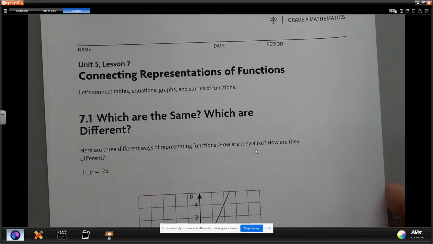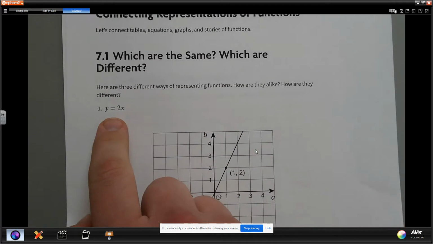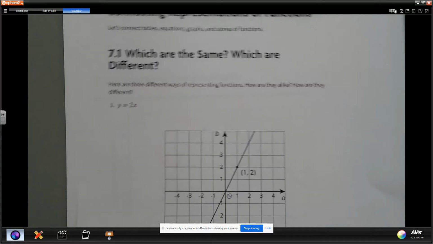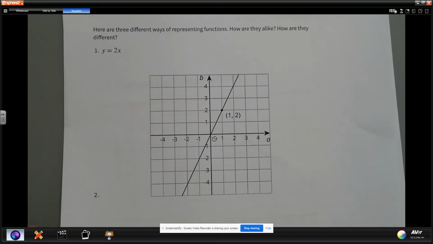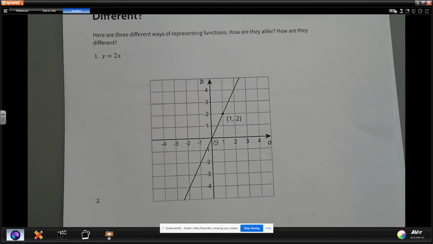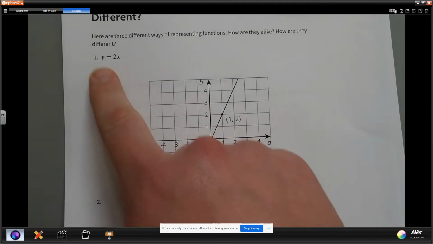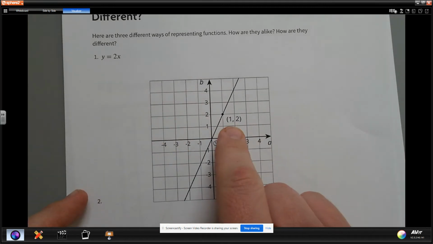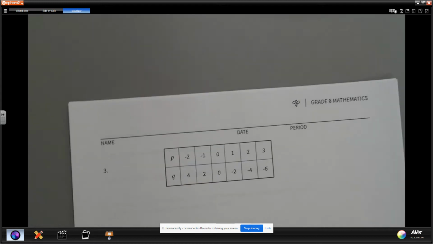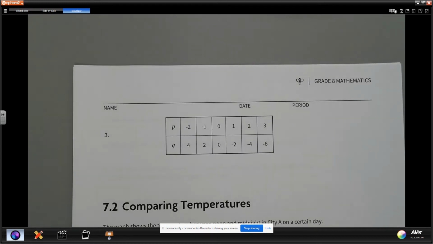Before we get going with this, here's three different ways to represent a function. First off, we see an equation, y is equal to 2 times x. And then we see the graph of the function, where we recognize that, again, the graph is proportional. It's going through the origin. And we see that when we talk about y equals 2x, y is equal to 2 times 1, 2 times the x value, is 2. And then finally, we see a table. So the question is, how are they alike and how are they different?